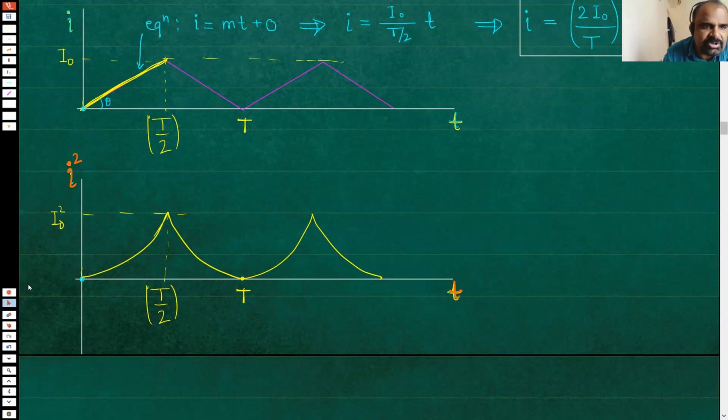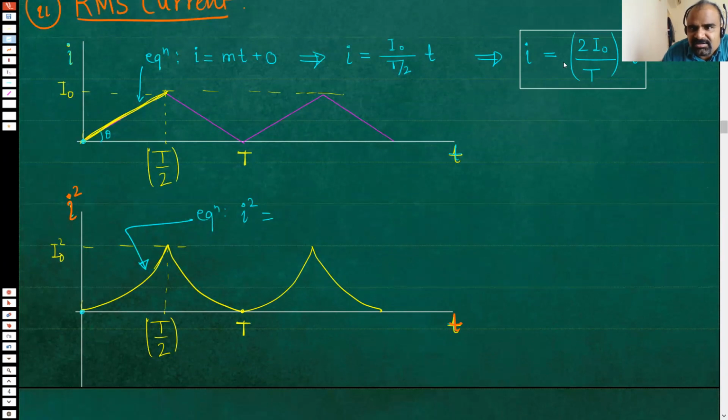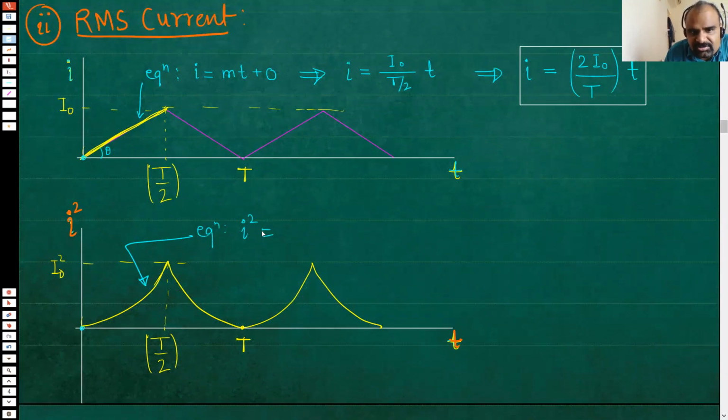Now, what will be the equation of this? What will be the equation of this? See, the equation of this was this. You just square it. So it will be how much? It will be 4 I naught square by capital T square into small t square. We are squaring it, man. We are simply squaring it.